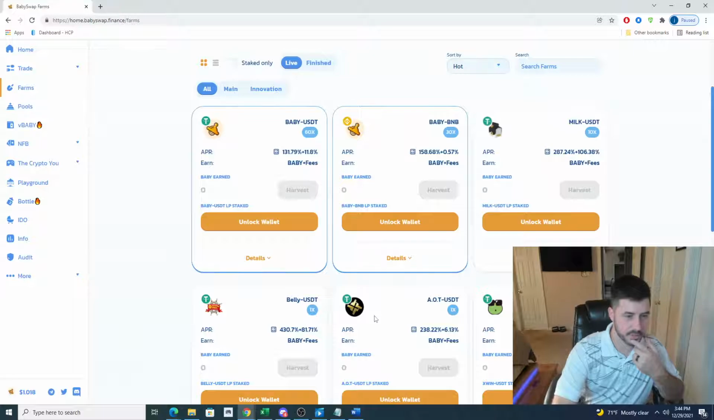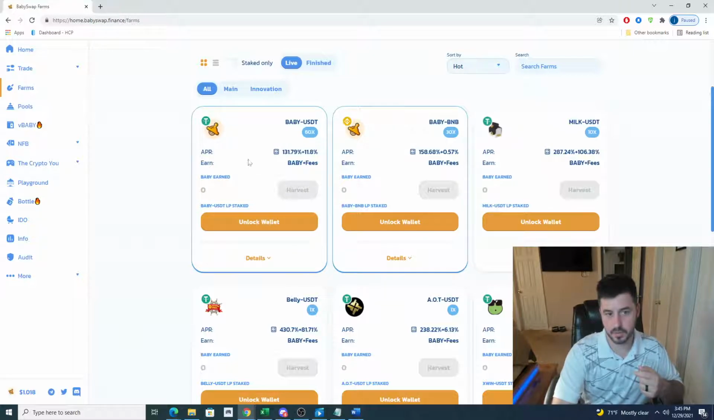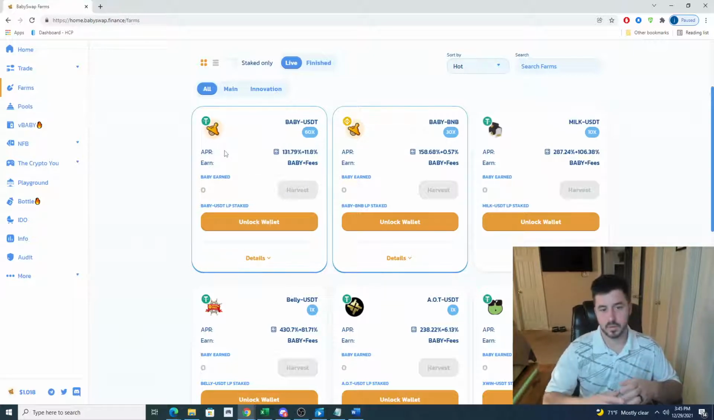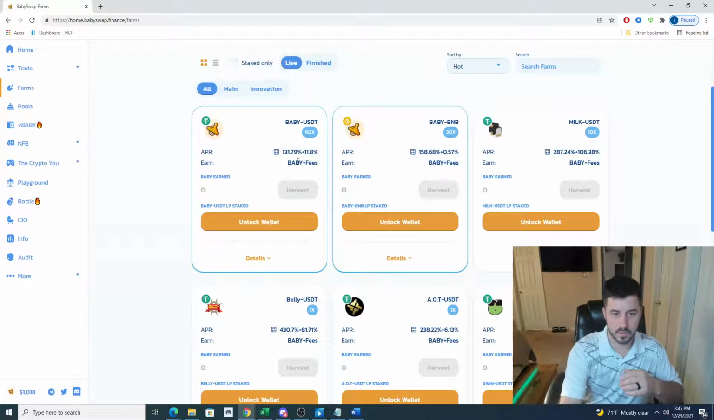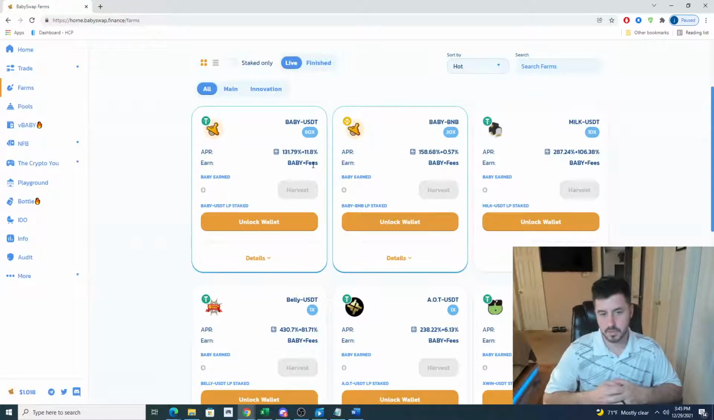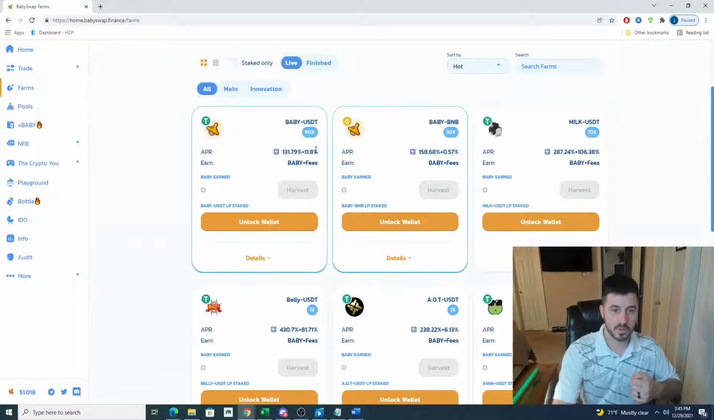There's a lot of different farms here, and as you can see, the interest rates are a lot higher than things outside of crypto. When you put that liquidity pool token into a farm, you'll see that there's the APR for the baby and fees. So whenever someone does a swap, there's a fee associated with that. And that fee over the last 24 hours gives you this percentage of what you have in there.